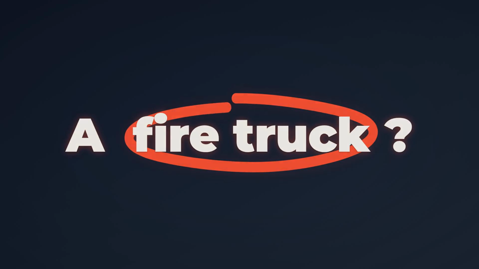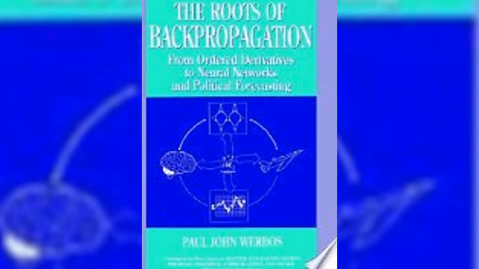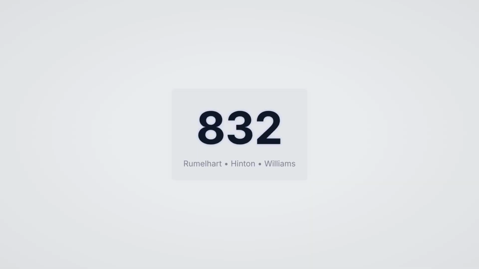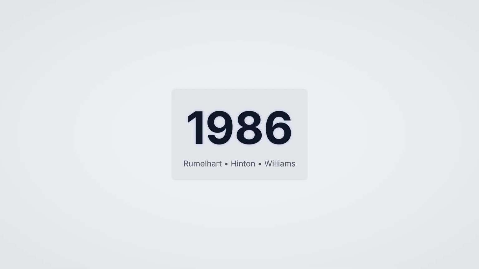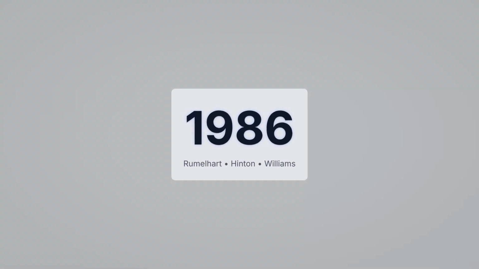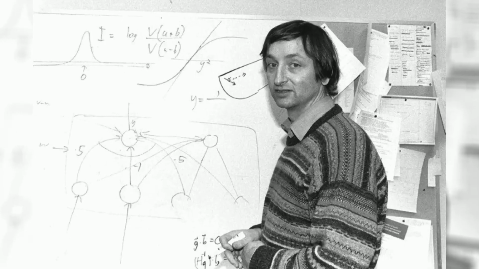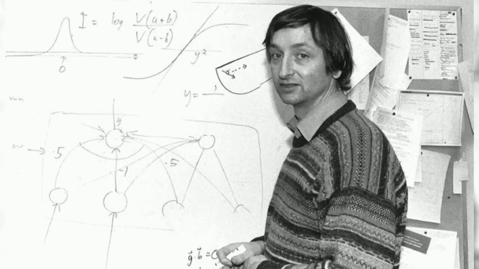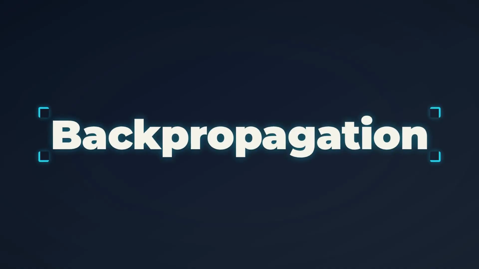The answer to how it learns was described in 1974 by Paul Werbos, though almost nobody noticed at the time. It was rediscovered and popularized in the landmark 1986 paper by David Rumelhart, Geoffrey Hinton, and Ronald Williams, titled Learning Representations by Backpropagating Errors. The algorithm is called backpropagation.